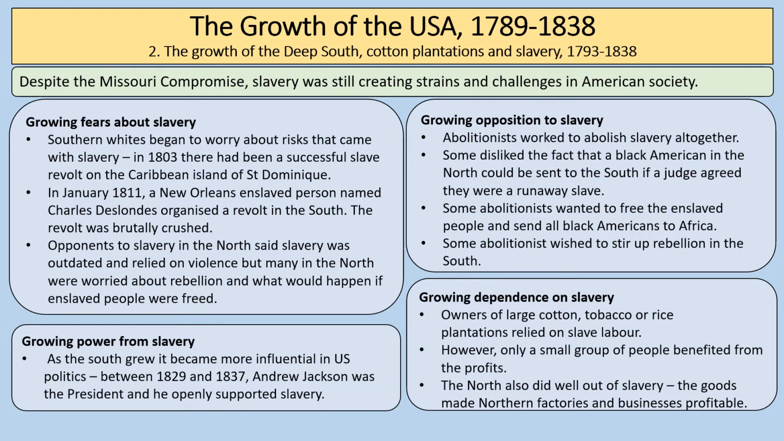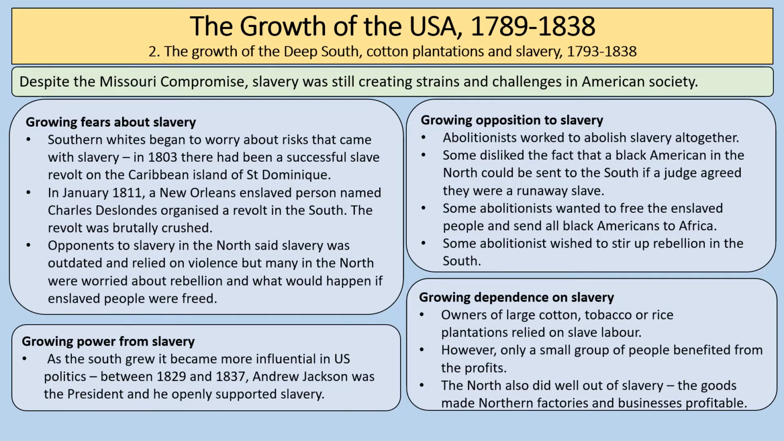There's growing opposition to slavery with the abolitionists. Some disliked the fact that a black American in the North could be sent to the South if a judge agreed they were a runaway slave. Some abolitionists wanted to free the enslaved people and actually send all black Americans back to Africa. Some abolitionists wished to stir up rebellion in the South. So there's growing opposition to the idea of slavery, and that's creating tensions. And we're seeing here some of the long-term causes of the American Civil War.